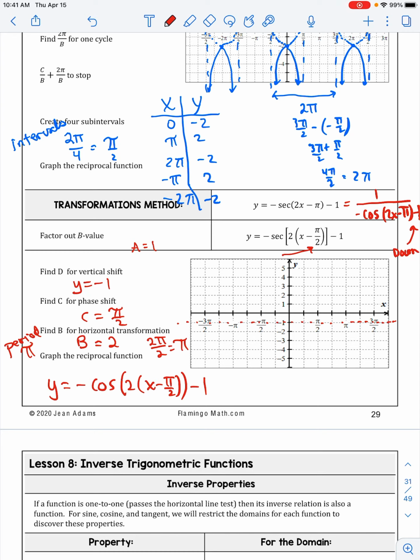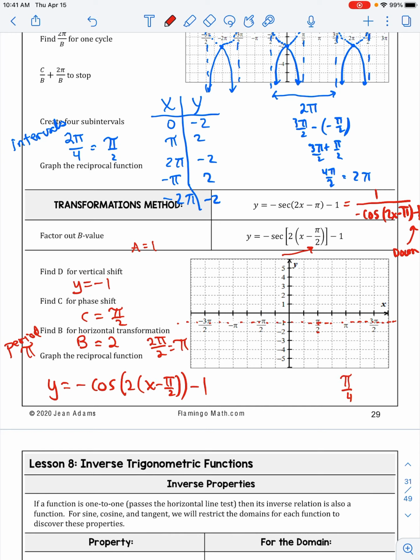Since the amplitude is 1, the lowest point for your skeleton, now that this is your center line, would be negative 1 from the center line. I almost started sketching it in the wrong spot. Sorry about that. So this is negative 1 from the center line.